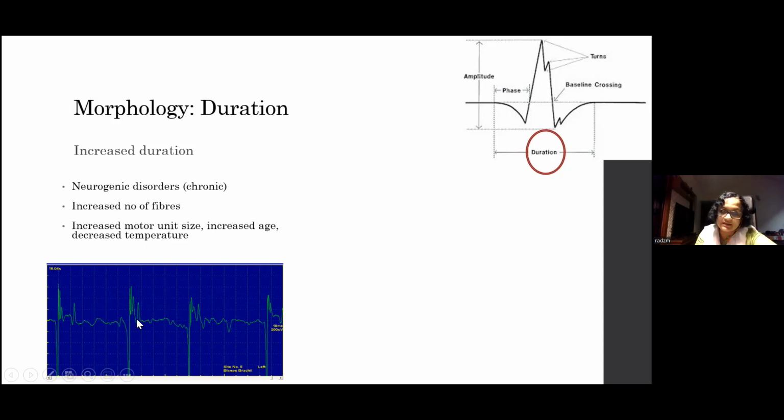So it's about 10 milliseconds normal. So this is about 10 to 15 milliseconds. You can see the duration is prolonged. You can actually see the polyphasia, almost poly turns there.